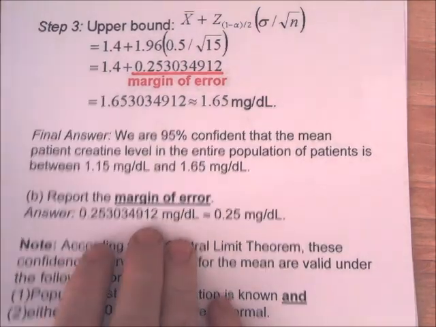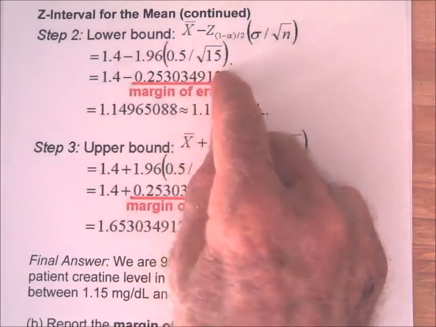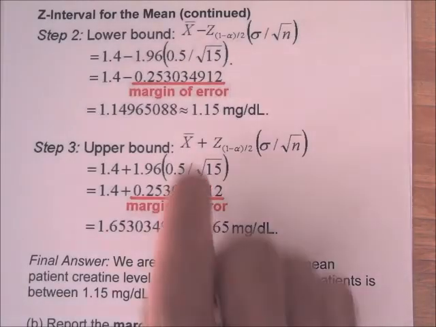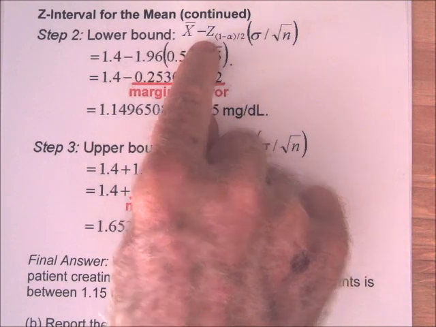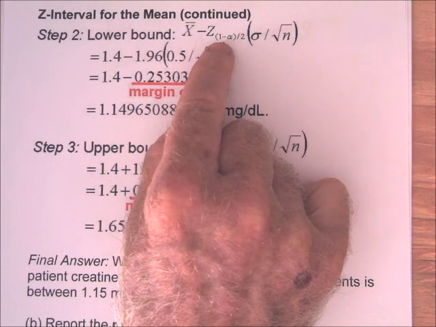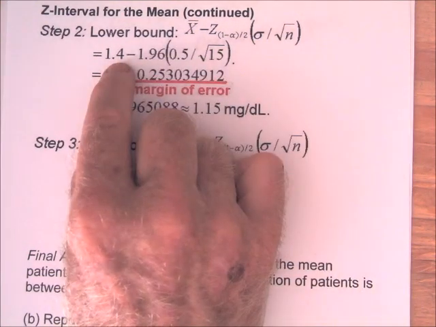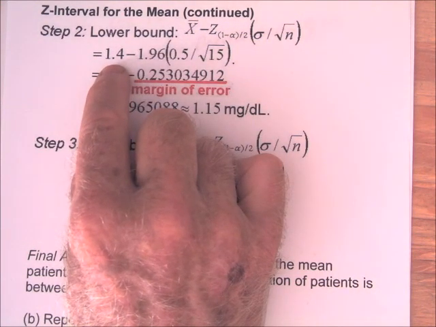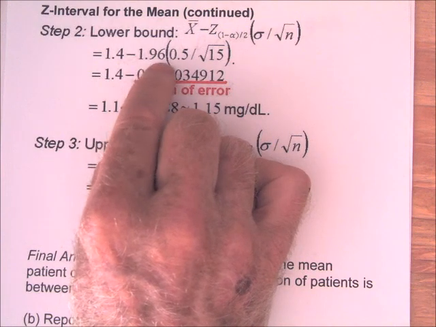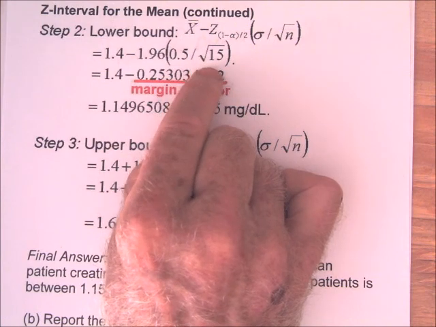Okay, in the next step, we can plug into this formula here. We'll have a lower bound and upper bound for our confidence level, and it's the same formula except for the sign in the middle. So for the lower bound, it's x bar minus the z-score times sigma divided by square root of n. So putting in the numbers, our sample mean 1.4 minus 1.96, that's the number from the z-table, times 0.5, that's sigma, divided by square root of 15, that's the square root of n.